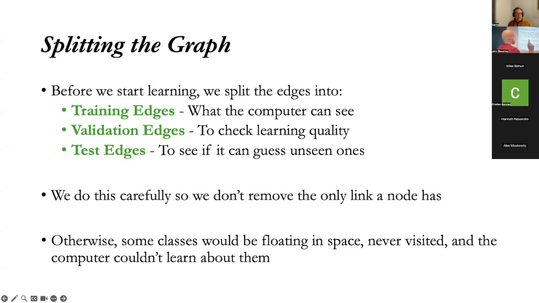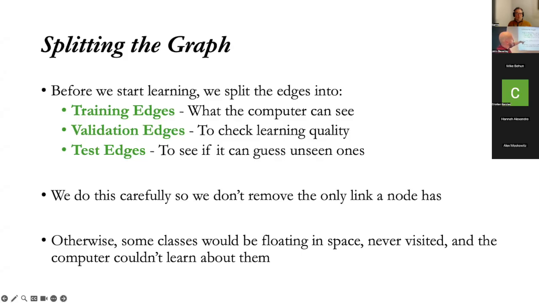After it's done this conversion, before we start learning, we split the edges. So the edges, we split them into training, validation, test cases. And that split is like 80-10-10. So it's 80%, 10%, 10%. It's the standard. The training is what the computer can see, running that through what the loops are going over. Validation checks the quality of the outputs. And then testing is to see if we can guess new relationships.